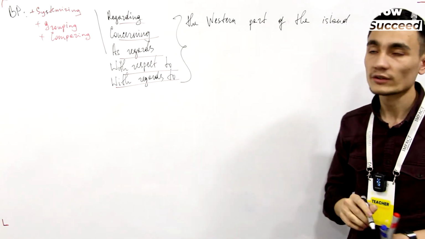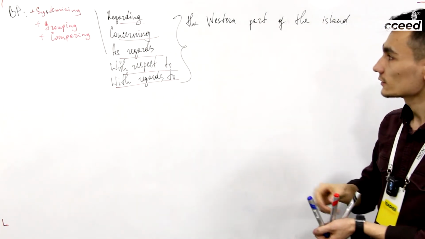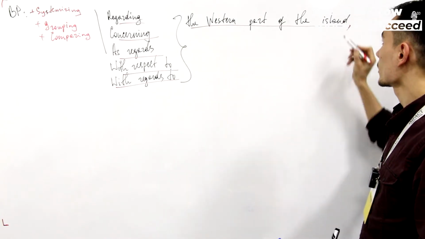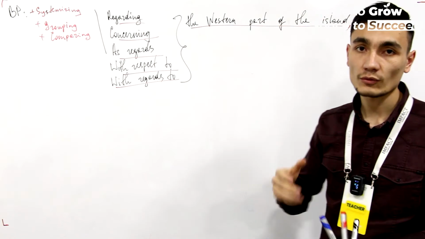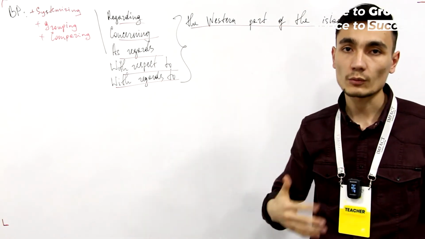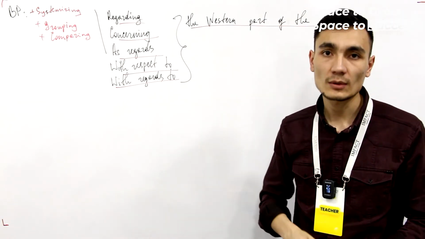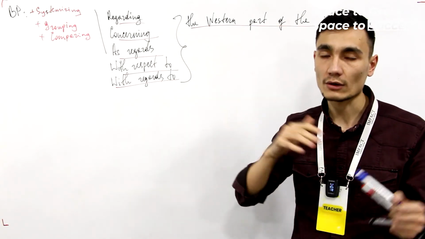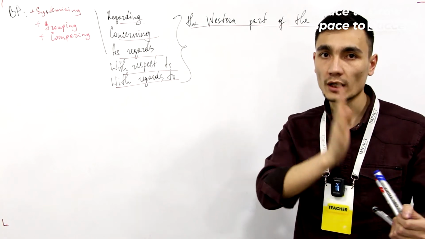So regarding the western part of the island, this is our body paragraph. Here we're going to only talk about the western part of the island, and then we're going to move on to the eastern part when we are done with the western part. And when you're describing them, pay attention. You cannot just jump from one area to another area. You have to describe them one by one in order.